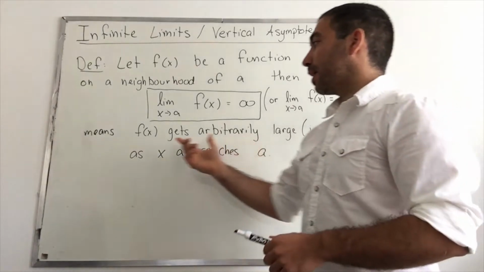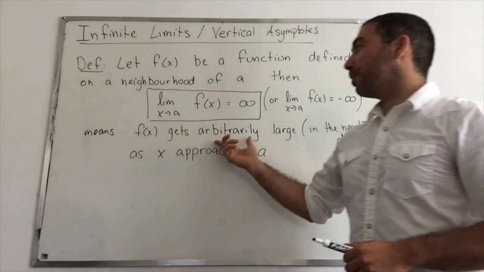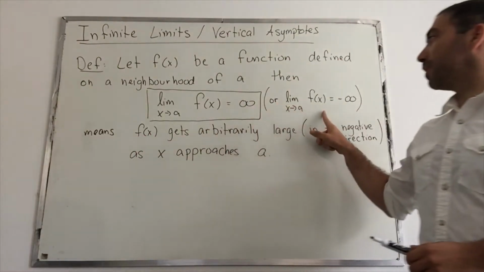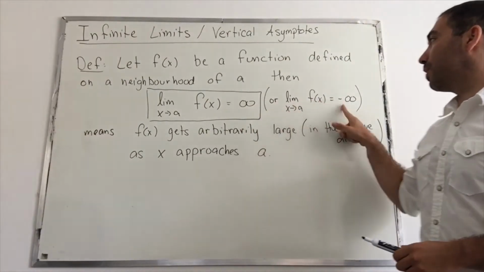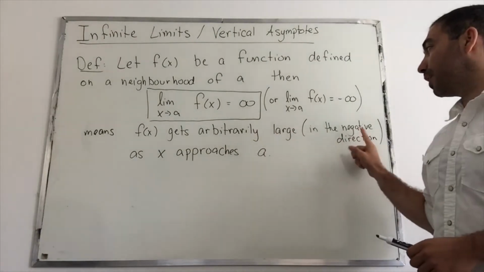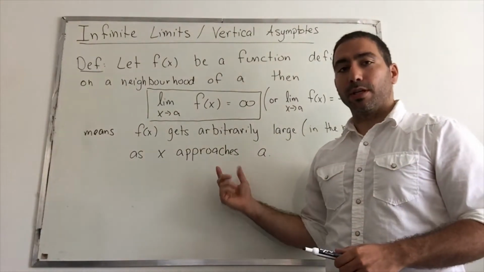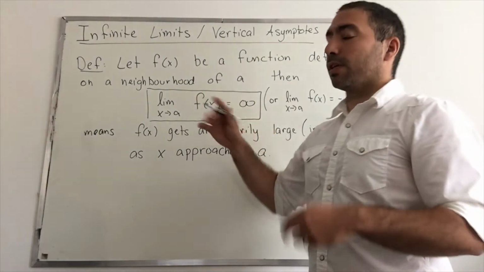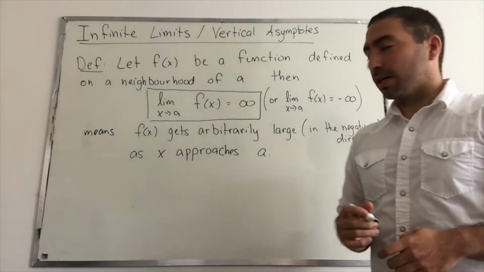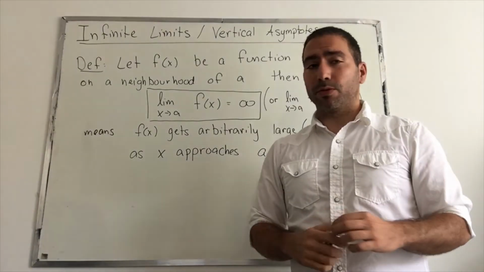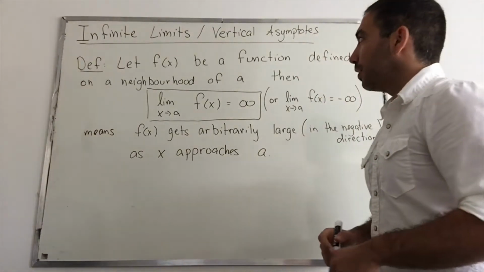And what this means is that f of x can be arbitrarily large as x approaches a. Or, because it could go to positive infinity or negative infinity, we could say that f of x gets arbitrarily large in the negative direction as x approaches a. So as x gets close to a, we can make this y value as big or as small as possible. Okay, let's take a look at some examples just to have some intuition and illustrations.